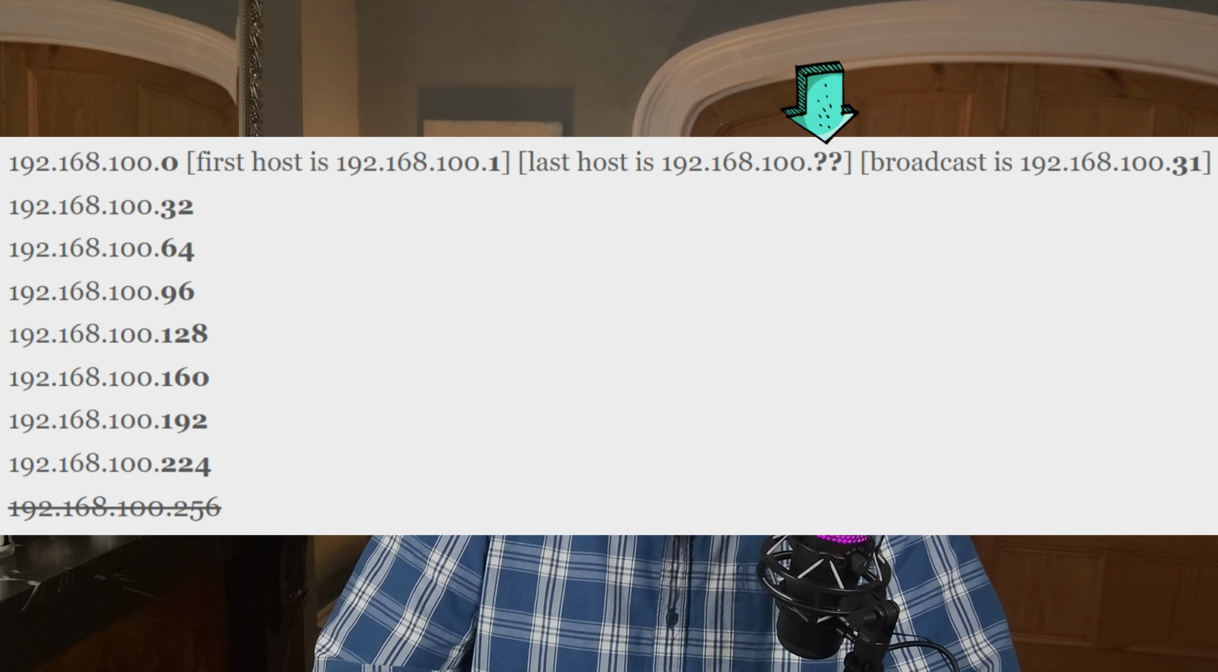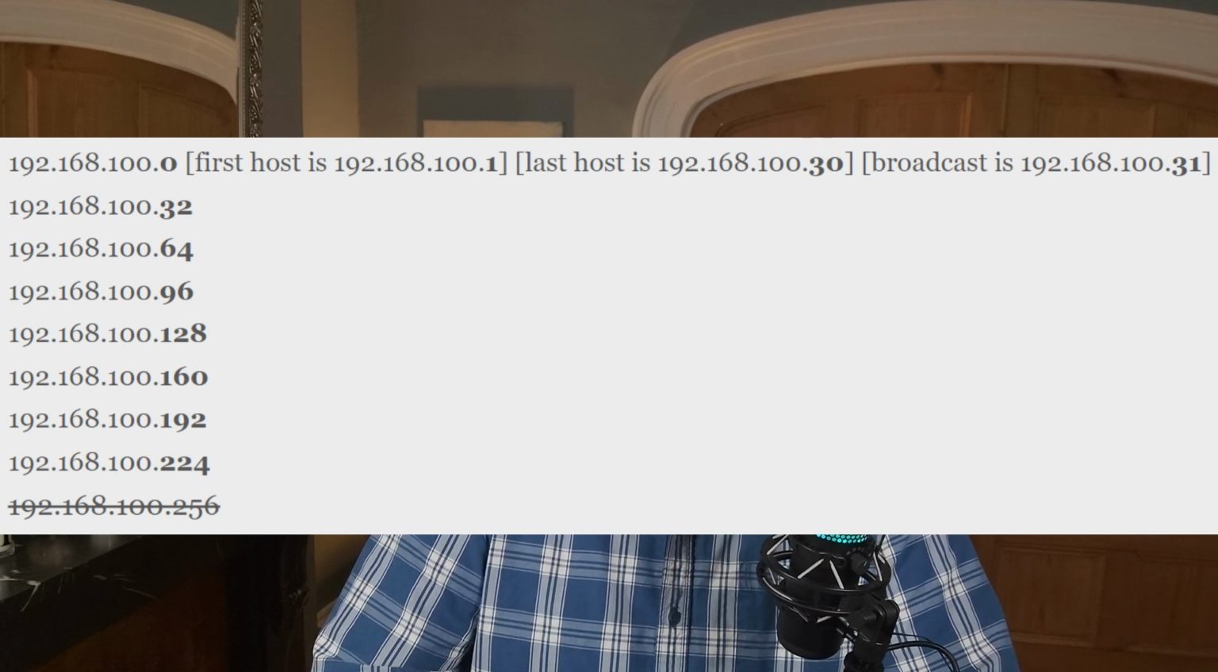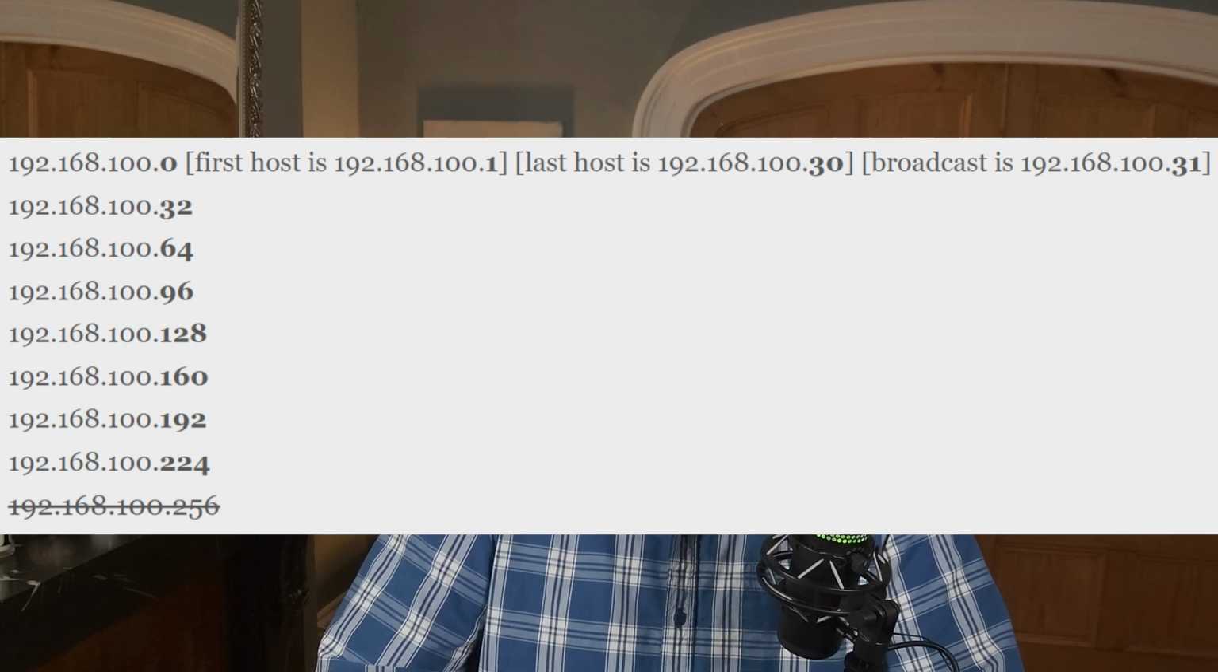The last host IP address is going to be 1 less than the broadcast address of 31. So 30 is your last usable host IP address for the subnet. You could also try subtracting 2 from the start of the next network IP address to get the same result. Use whichever method works for you.